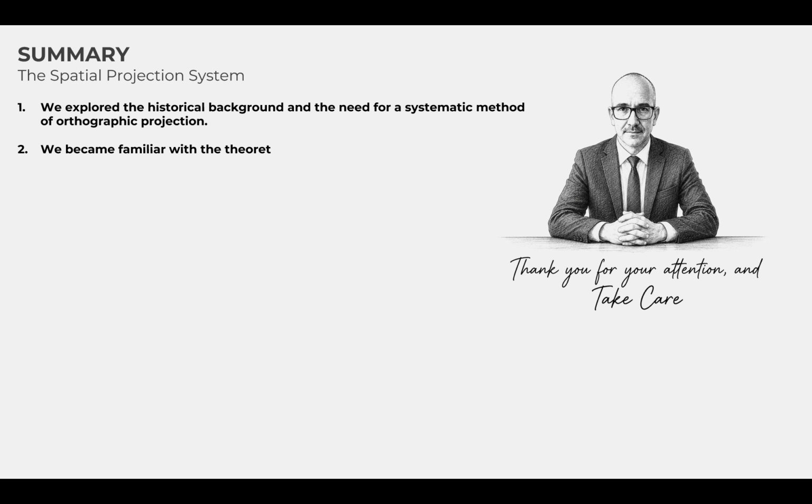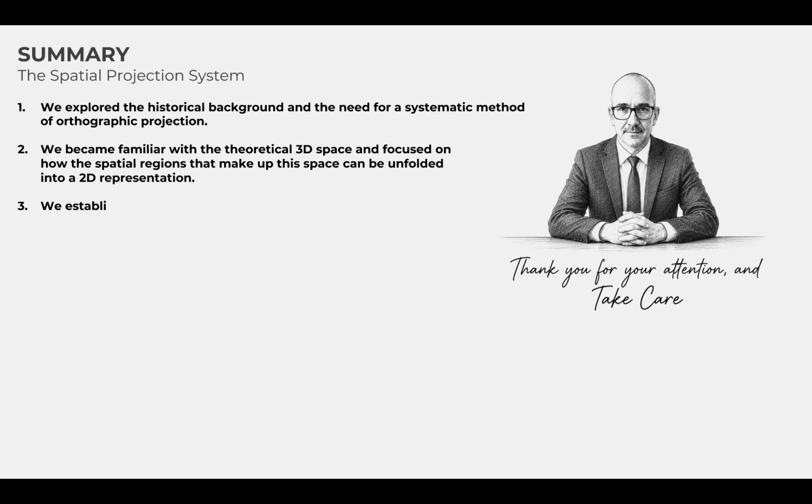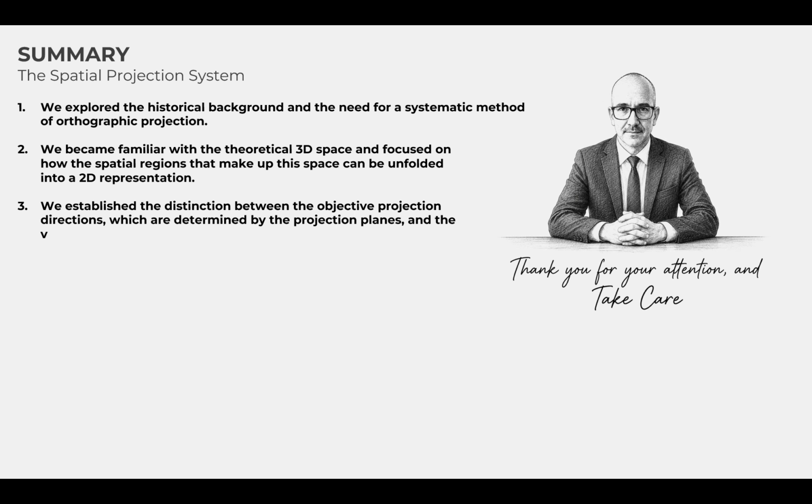Let us summarize this introductory lecture. First, we explored the historical background and the need for a systematic method of orthographic projection. Second, we became familiar with the theoretical three-dimensional space and focused on how the spatial regions that make up this space can be unfolded into a two-dimensional representation. Third, we established the distinction between the objective projection directions, which are determined by the projection planes, and the viewing direction used to observe the unfolded system.